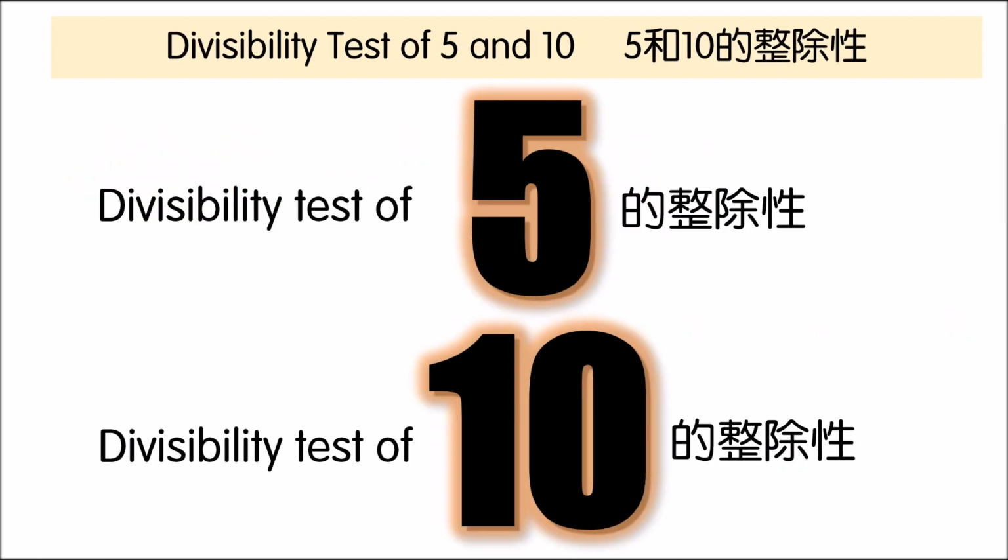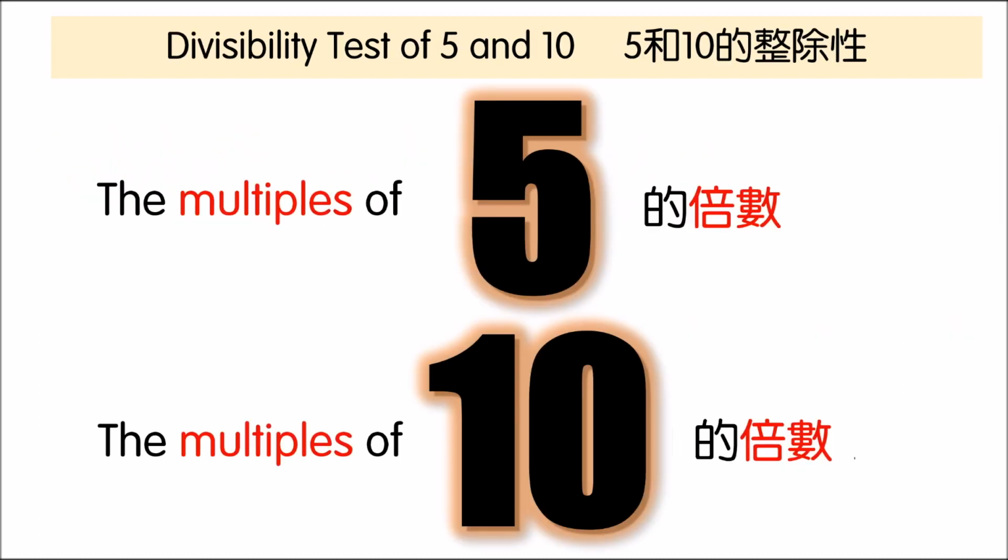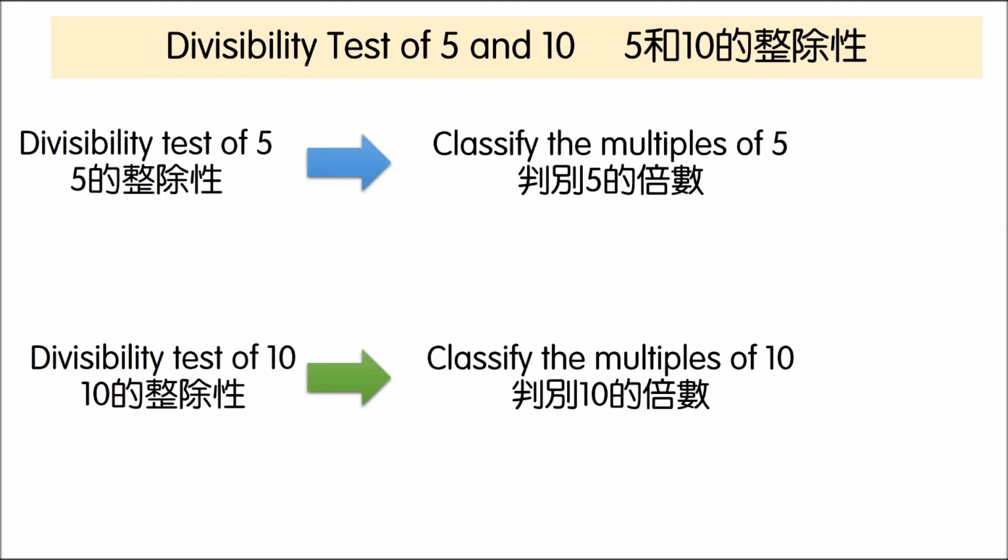For the divisibility test of 5 and 10, which means the multiples of 5 or 10, it is also the same as 2. We look at the last digit of these numbers. The multiples of 5 end with either 0 or 5. The multiples of 10 end with 0.